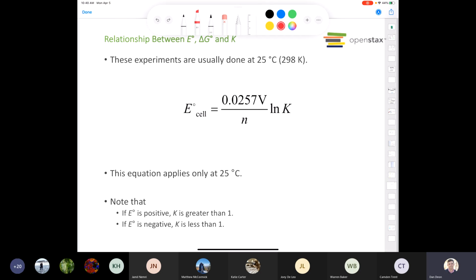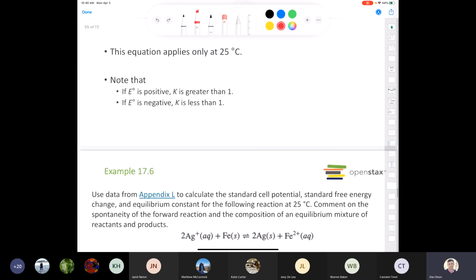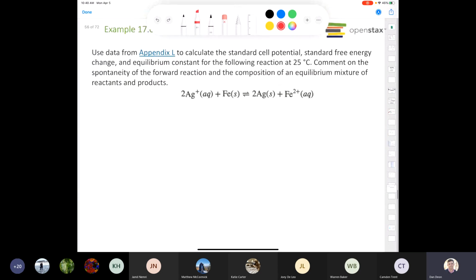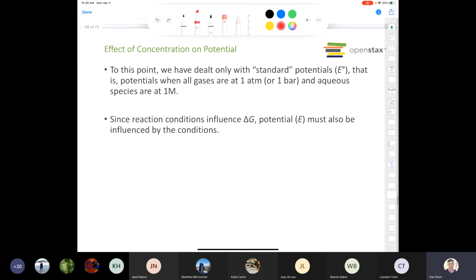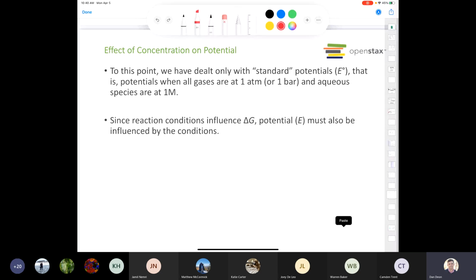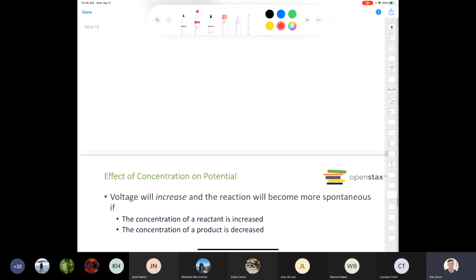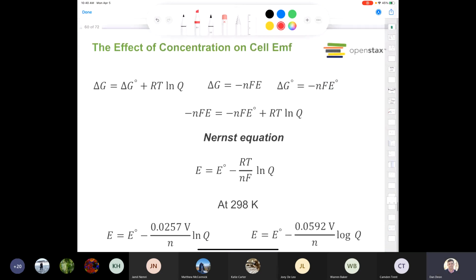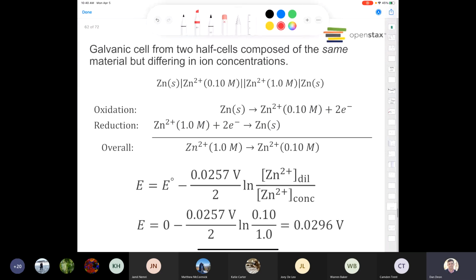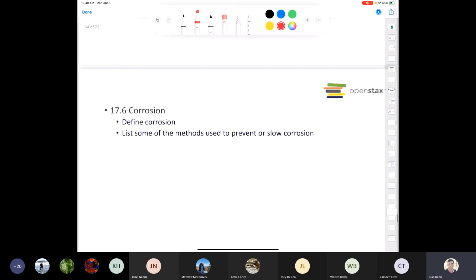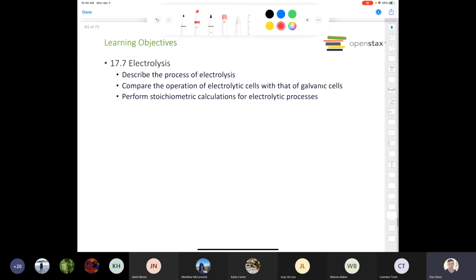What we're going to do next class is start by taking a look at question 17.6, which deals with a reaction at standard conditions. And then we're going to move away from standard conditions and talk about reactions where everything isn't in its standard state. And we're going to take a look at the Nernst equation. So next class, we're going to take a look at the Nernst equation and concentration cells very quickly. We're going to skip section 17.5, 17.6. And then the last thing we'll deal with is electrolysis.